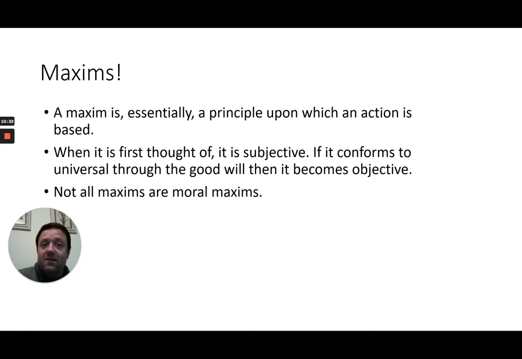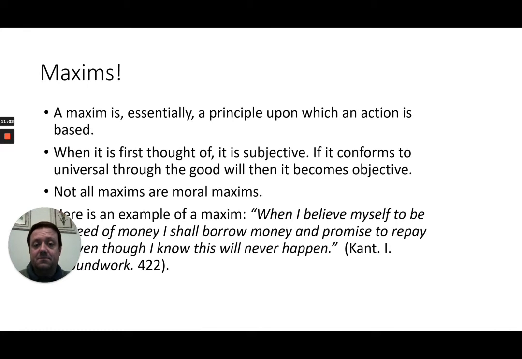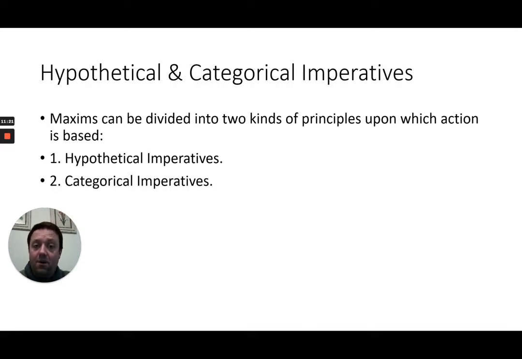Now, at that point, you don't know whether either or both of those maxims are moral or not. It's only when we begin to unpack them in relation to Kant's categorical imperative that we can understand whether or not they are moral maxims or non-moral maxims or immoral maxims, perhaps. It's also true that not all maxims are therefore moral maxims. And Kant gives an example of a maxim: when I believe myself to be in need of money, I shall borrow money and promise to repay it, even though I know this will never happen. That's an action guiding principle, but it is one that involves breaking a promise. And we've already looked at that a little bit.